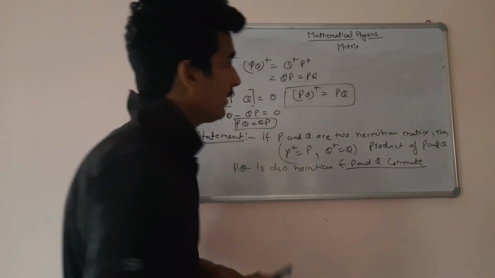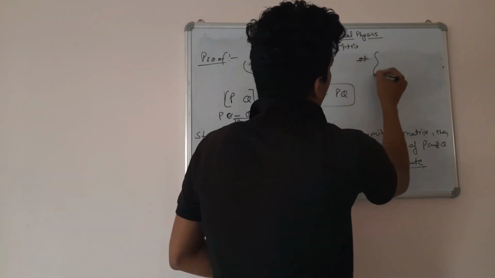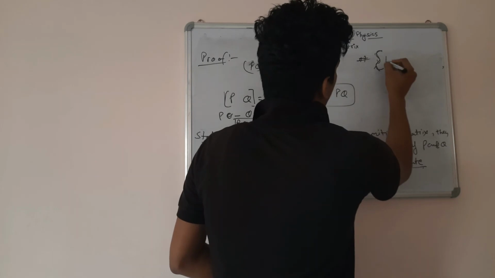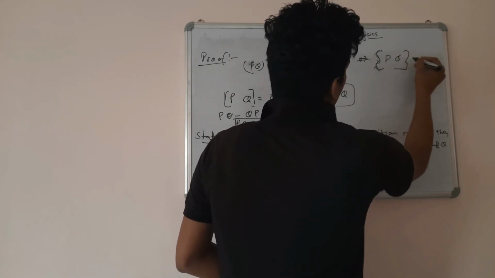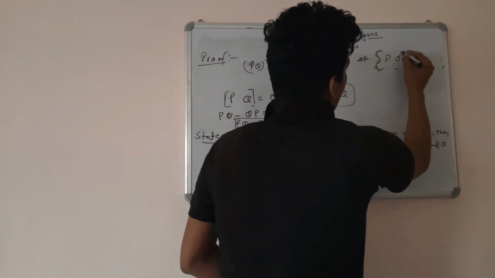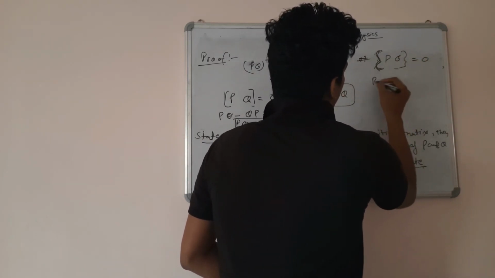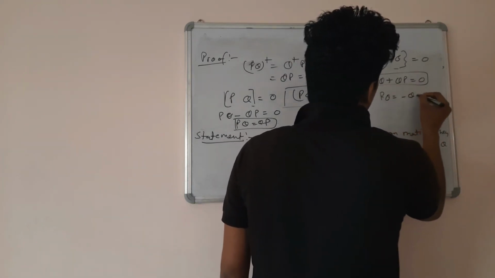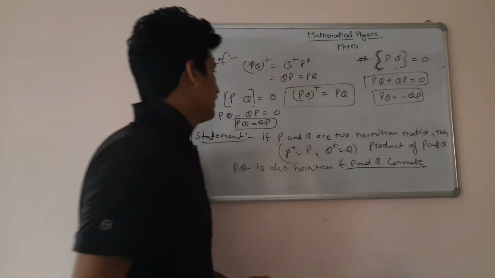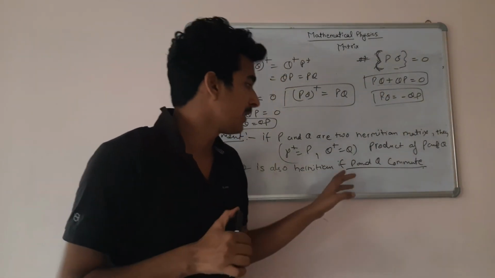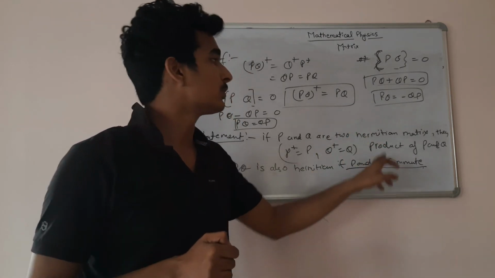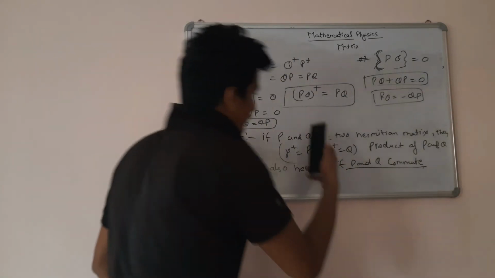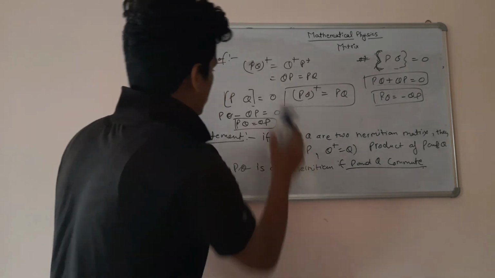This is the commutator. There is one more quantity, the anti-commutator, which is represented by this symbol, curly brackets with P and Q. This means PQ plus QP equal to 0, or PQ equal to minus QP. So this is the anti-commutator, and that is the commutator. If the question says that P and Q anti-commute, we'll take this condition. So this is all about Hermitian matrices. This is a very important statement. Sometimes it can come in an exam.